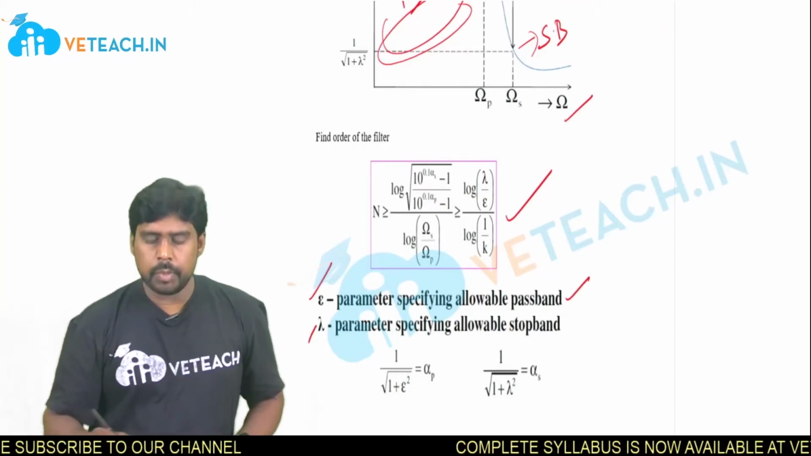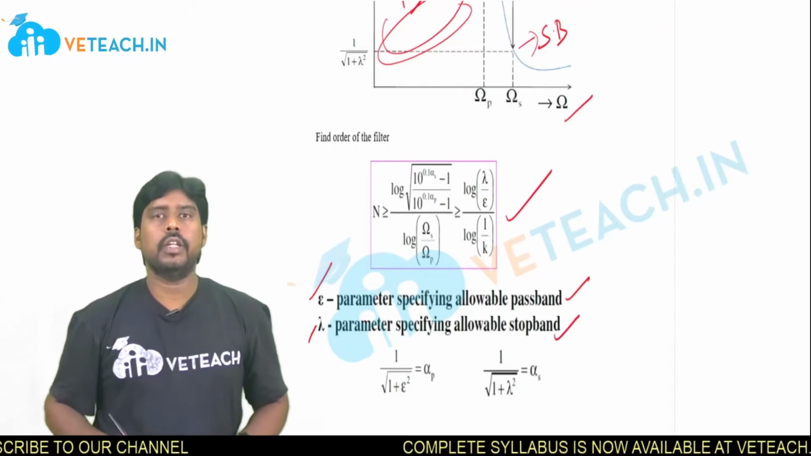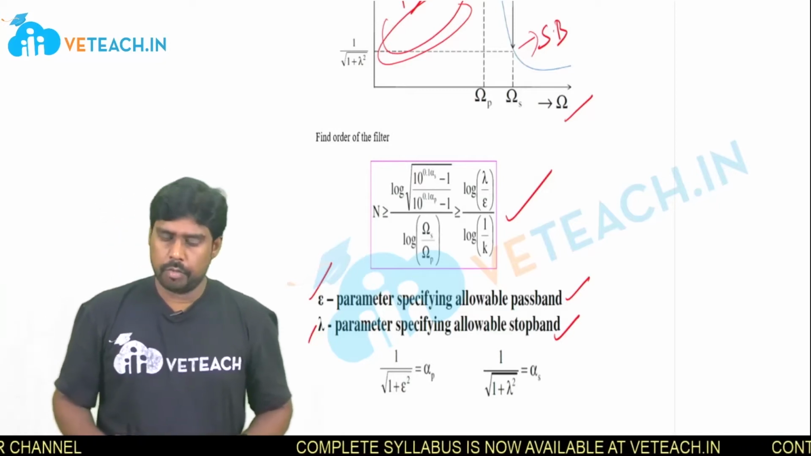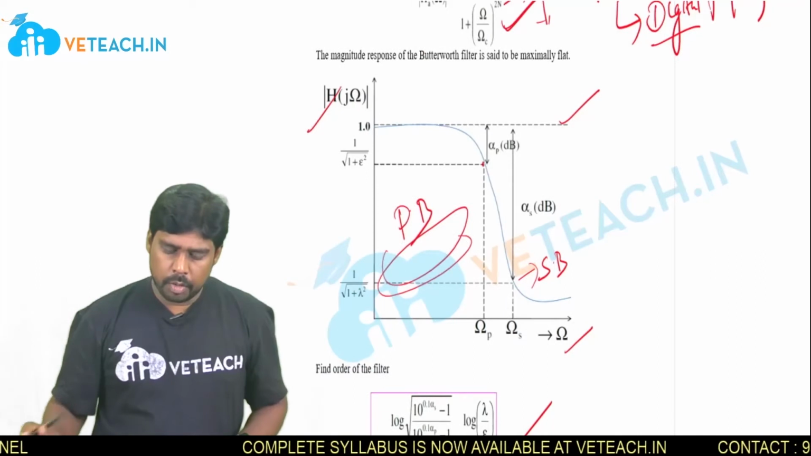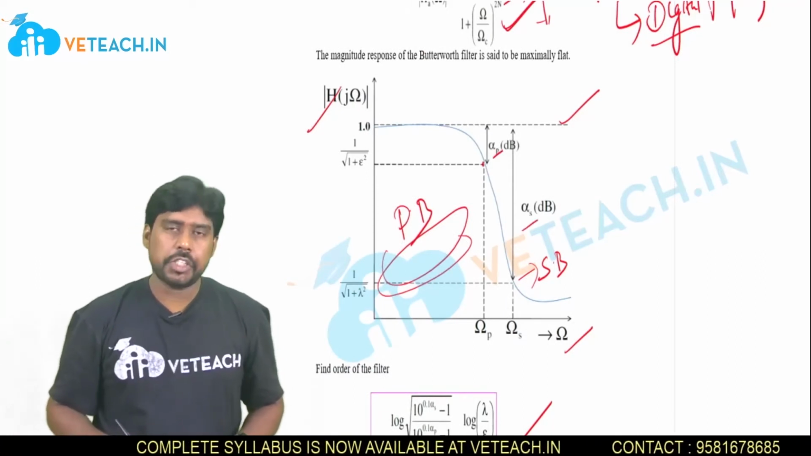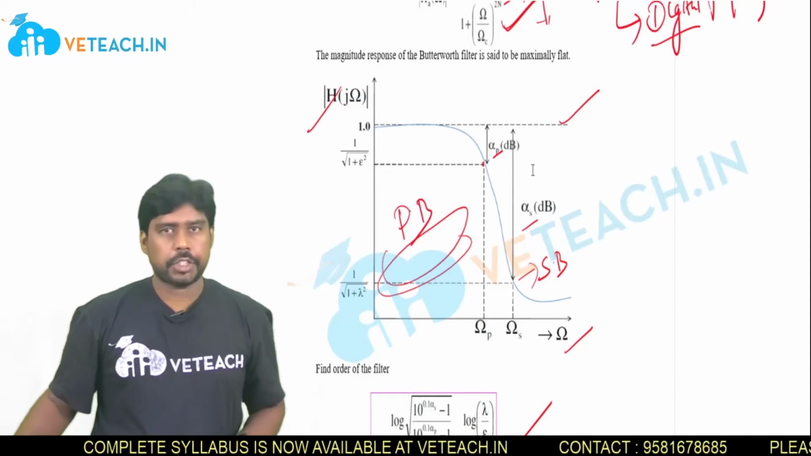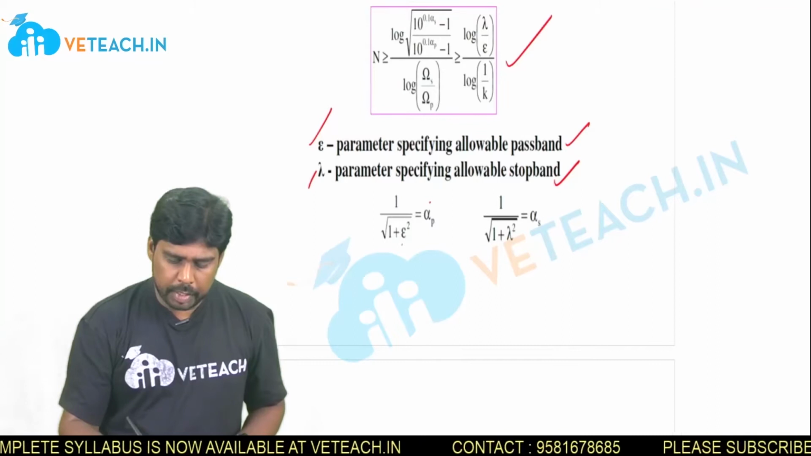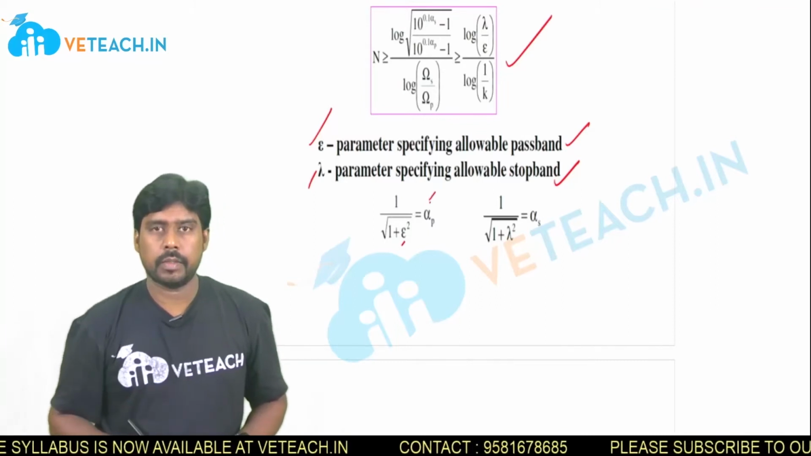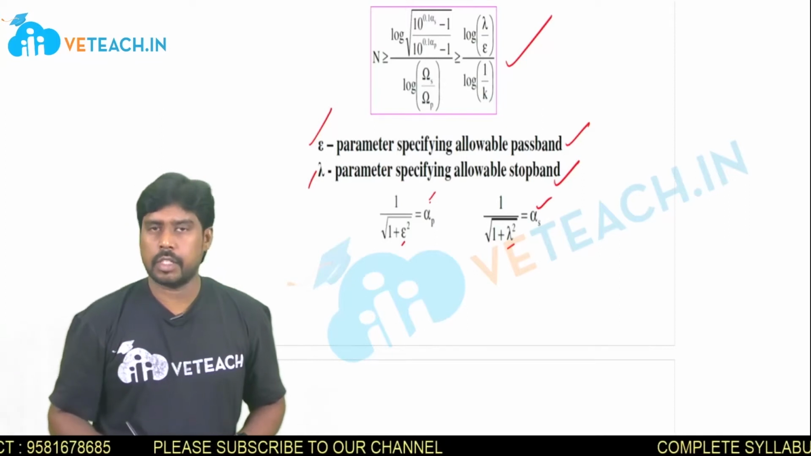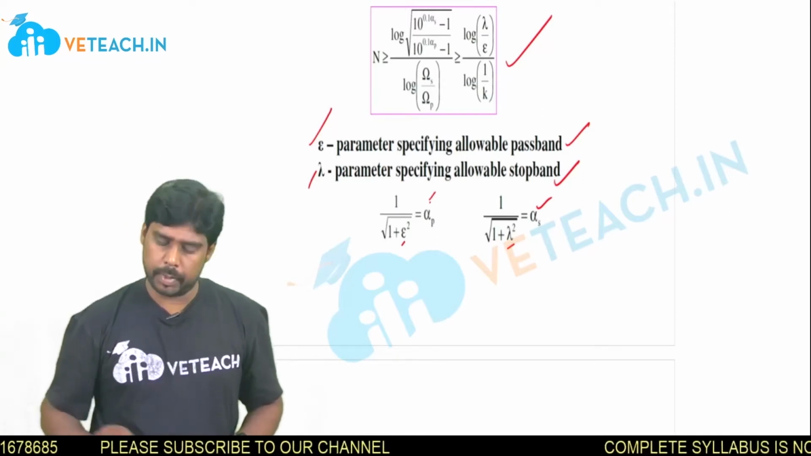So it is allowable pass band and allowable stop band. Please try to remember those two terms for numericals. And we have even this alpha p and alpha s, that is attenuations in pass band and attenuation in stop band. And of course, see the relation between these two terms, sigma and alpha p, lambda and alpha s. These are the equations what you need to remember.